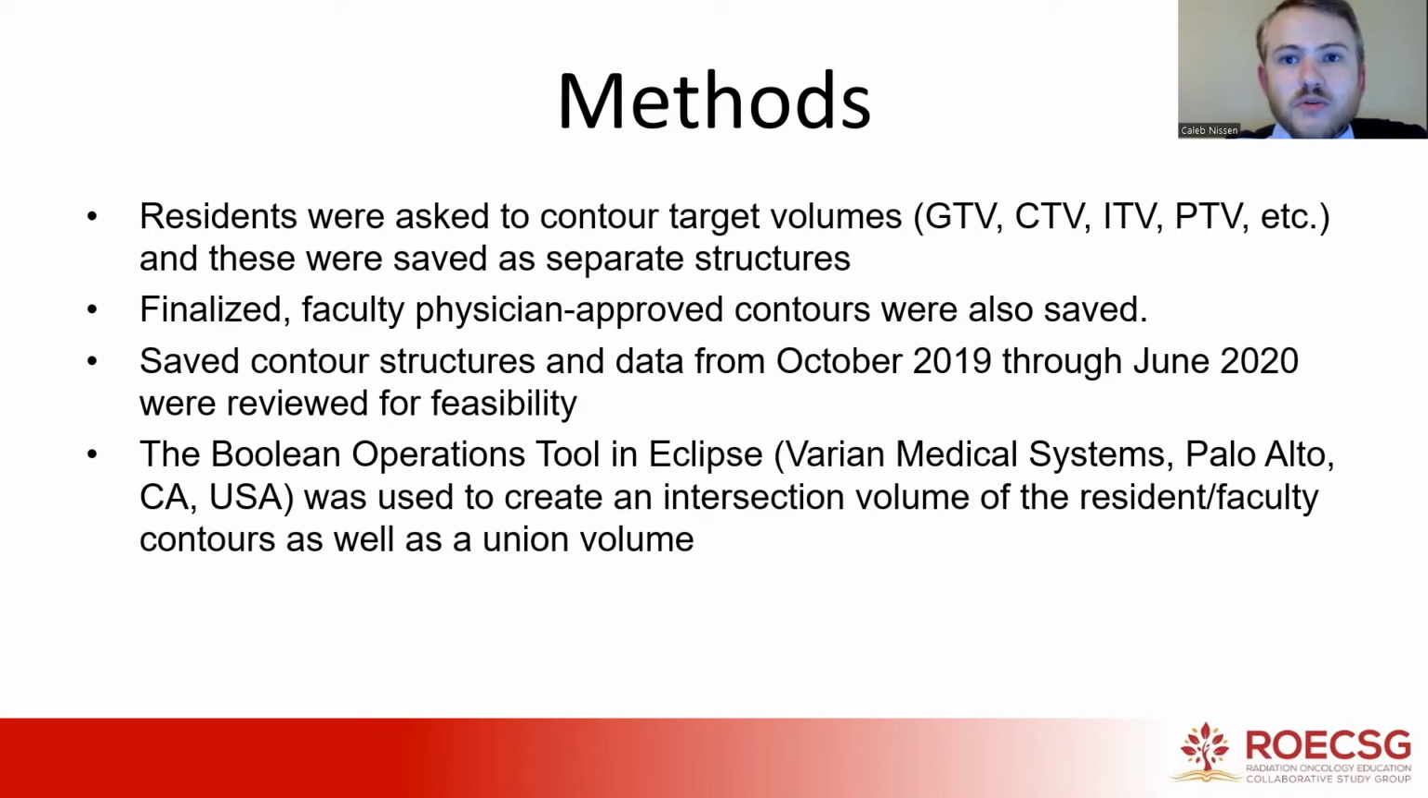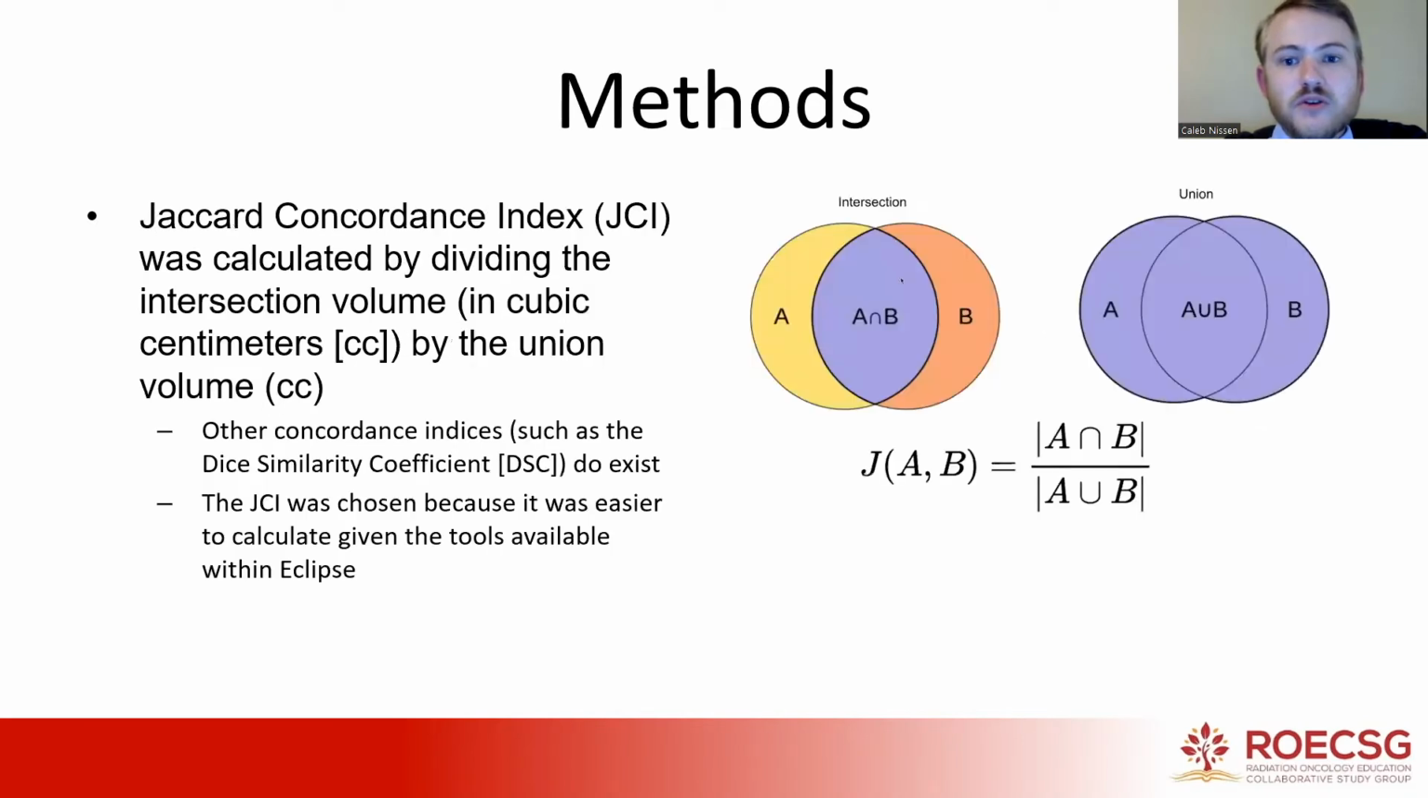The Boolean operations tool in Eclipse was used to create an intersection volume as well as a union volume of the resident and faculty contours. Intersection volume is defined as the volume of overlap between the two contours, and union volume is the combined total of the two contour volumes.